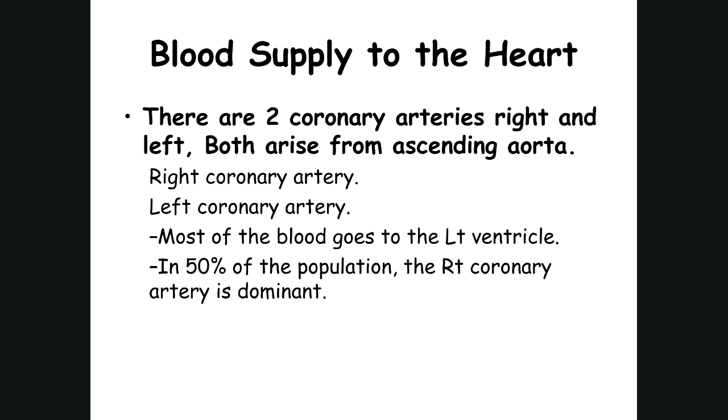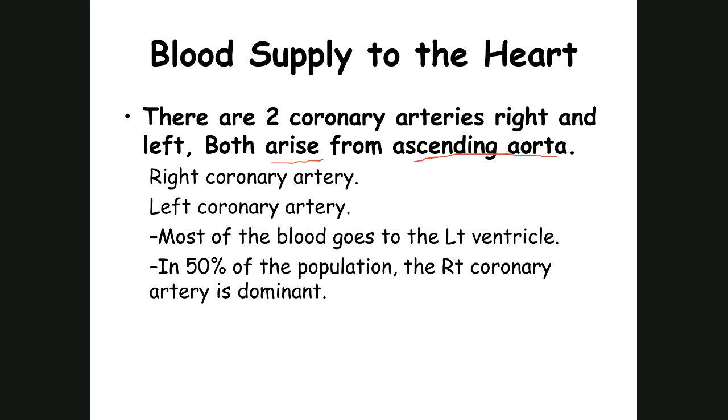What is the blood supply of the heart? The blood supply of the heart is mainly by the coronary arteries. So this is the name of the artery which supplies the blood: it is called the coronary artery. How many coronary arteries are there? The right and left. From where do they come? These two arteries arise from the ascending aorta.